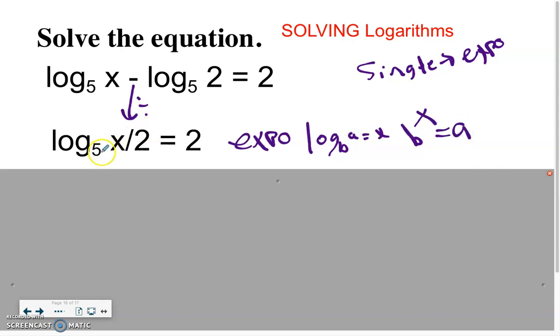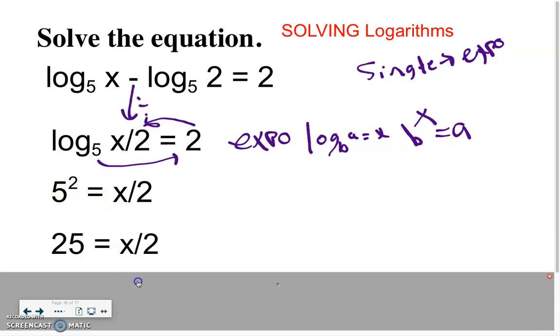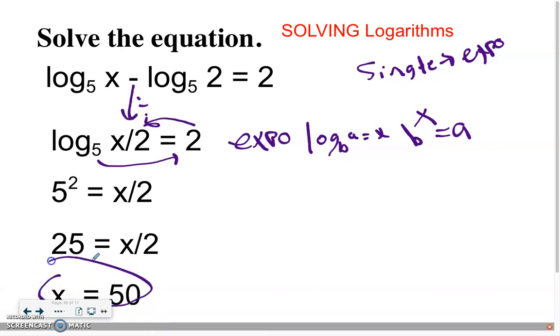So log base 5 of x over 2 equals 2 becomes 5 squared equals x over 2. 5 squared is 25, so 25 is equal to x over 2. Multiply by 2, and you get x is equal to 50. And then we're just getting in the habit of double checking. If I plug 50 back in here, as long as this is not a negative, we have an answer. So my answer here is x equals 50.